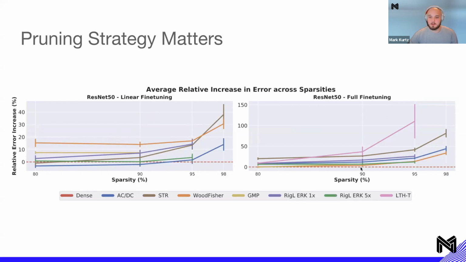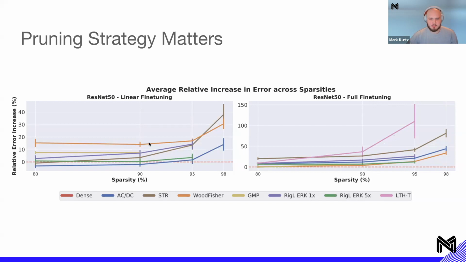Once we do full fine tuning though, WoodFisher does outperform by a significant amount LTH, for example, and STR, which are the other progressive methods. So we can get all the way up to 90% with nearly full recovery, and then at 95 we start dropping a little bit in terms of our relative error increase. So the overall conclusion from this is that the pruning methods can matter, and we'll go through when you would want to use full fine-tuning versus linear fine-tuning in a little bit.